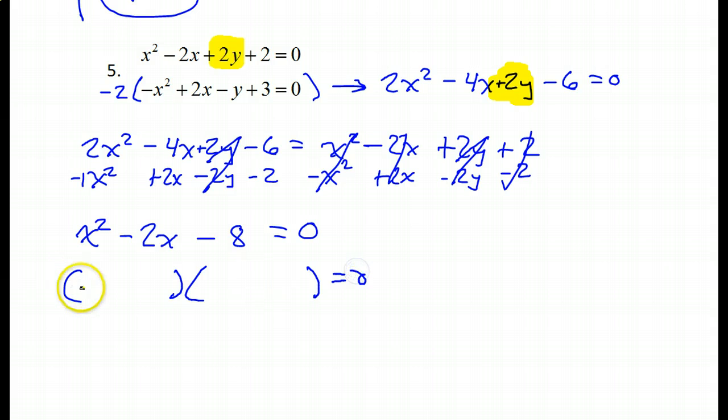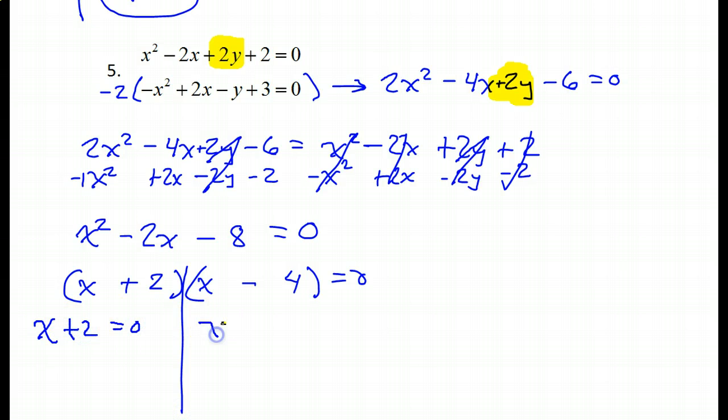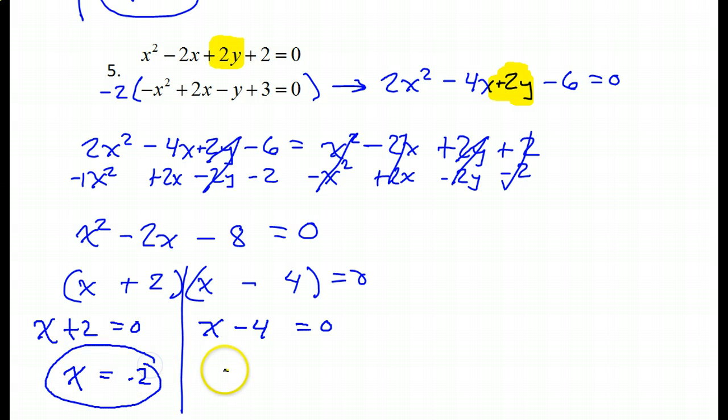We will factor this. So this will be x times x. 8 will work as 2 times 4. That means inner we have 2x, outer we have 4x. I need a middle of negative 2. So if I have a negative 4 and a positive 2, that will do it. Also, a positive times a negative is a negative, so that works too. Setting these factors equal to 0, I have x plus 2 equals 0 and x minus 4 equals 0. So this will give me x equals negative 2, and this will give me x equals 4.